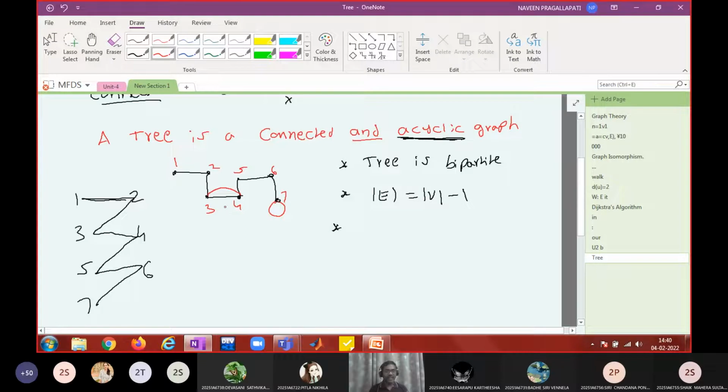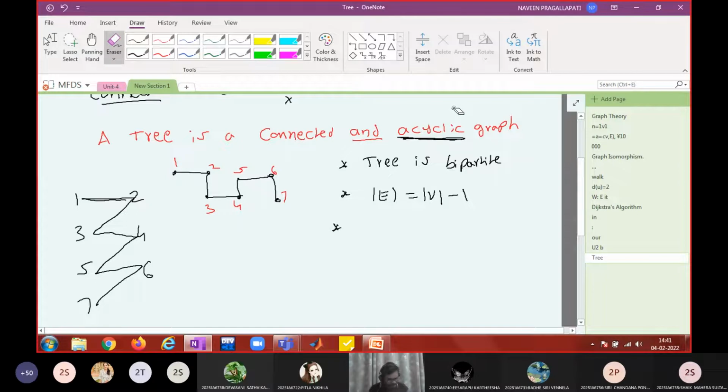Then cycle is there. That is violating this condition, right? The graph tree should not have cycles. If there is a loop or multiple edge, that will form a cycle. Therefore, it cannot be called as a tree. Therefore, basically, tree is a simple graph. Tree is a simple graph, and tree is a bipartite graph. And the number of edges in a tree is always equal to number of vertices minus 1. What else I can say?